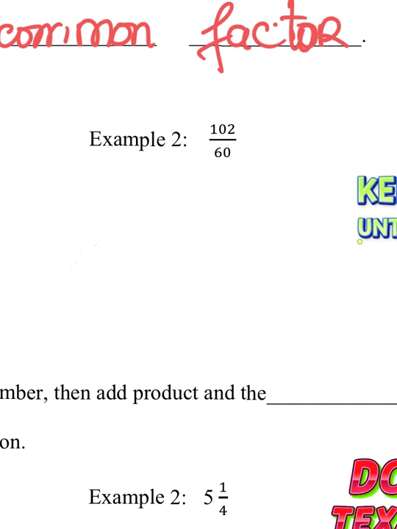Example 2. 102 over 60. What do you think can be divisible by? 102 is an even number, so I'm pretty sure it can be divisible by 2. And then Turner says it's divisible by 6 as well, right? Because 60 divided by 6, but I'm not sure that 102 can be divisible by 6. Why don't we try it? Okay, 102, I divide it by 6 and see what happens.